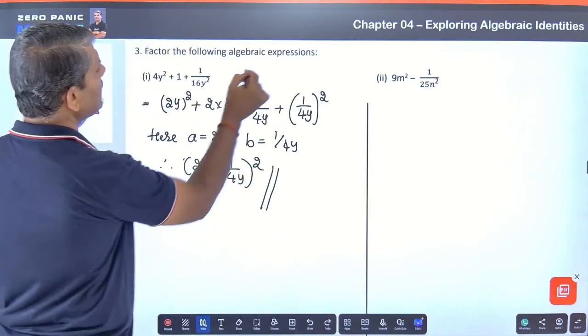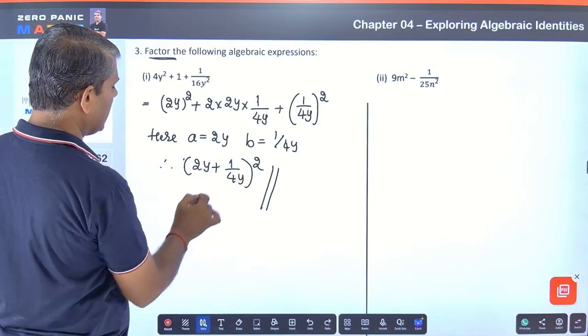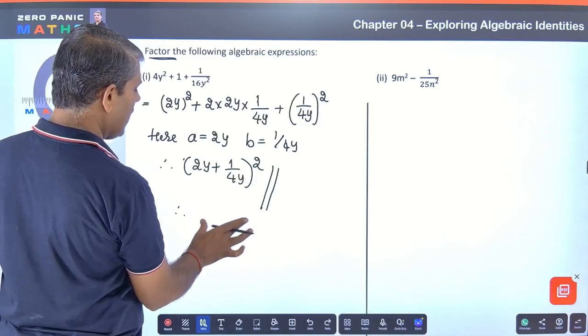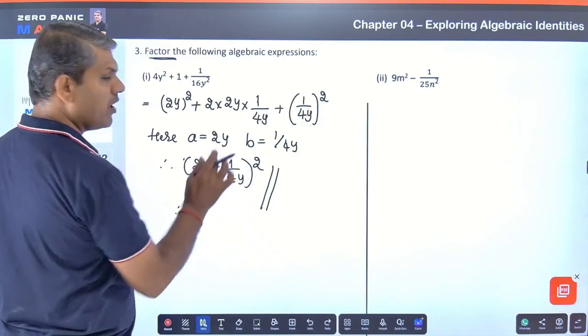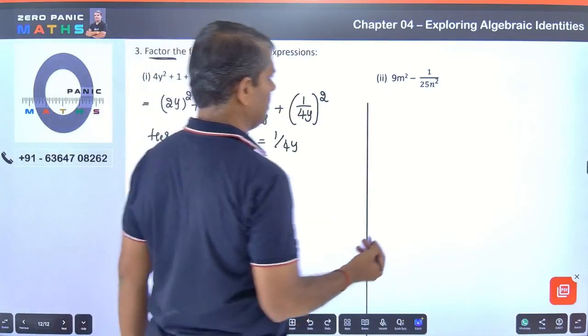And since they are saying that you have to find the factors, if you want, you can write that therefore the factors are (2y plus 1 by 4y) multiplied by (2y plus 1 by 4y). Twice you will write that. Okay, so that is the next step.